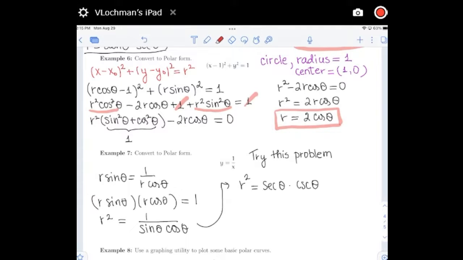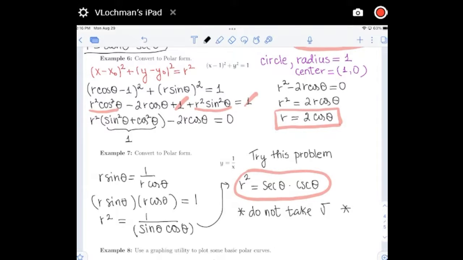Okay, but we want to make sure we do not take the square root, right? So let's make a note here. Do not take square root here. Okay, r squared is equal to secant theta times cosecant theta, or 1 over this product. All right. Yep. Very nice.